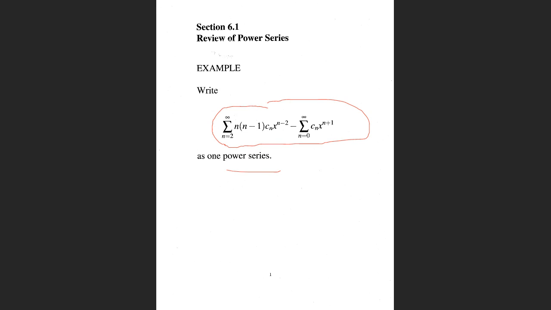And in this problem, we have two power series, and we want to write them as one power series. Well, we know that the first power series has power x to the n minus 2. The second power series has power x to the n minus 1. So intuitively, if this were x to the k, we'd like the second power series to have an x to the k. We'd like the terms to be the same in terms of the x to the power.